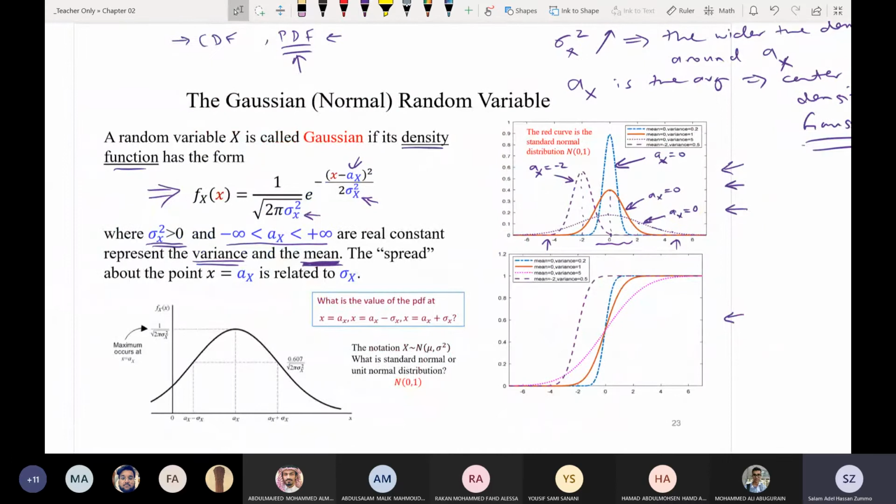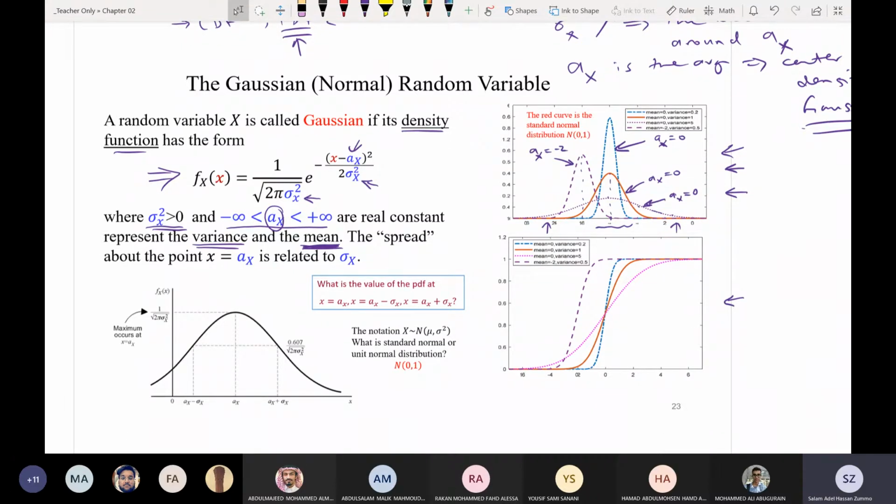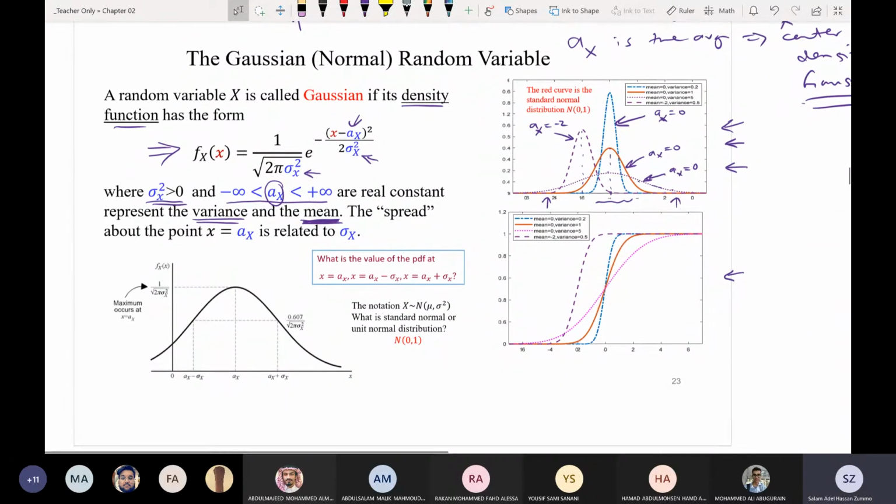So what we need to understand is that the value AX is the average in general, but for the Gaussian per se, it's the center of the density. Sigma X squared is a parameter that tells you how wide the PDF is around the average. Okay, so now if we plot the PDF in details, let's see the one below.